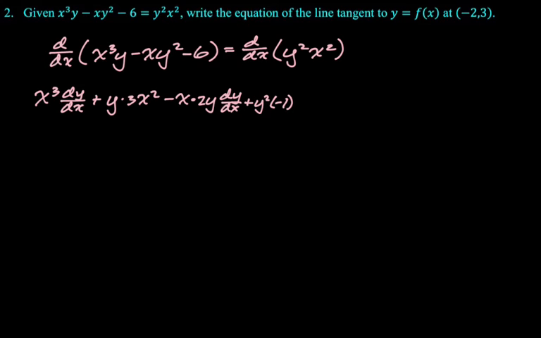So yeah, derivative of negative 6 is 0. Now we got to do the other side. It's just a product rule. So first, derivative of the second is 2x. Second is x squared, derivative of the first is 2y dy/dx.